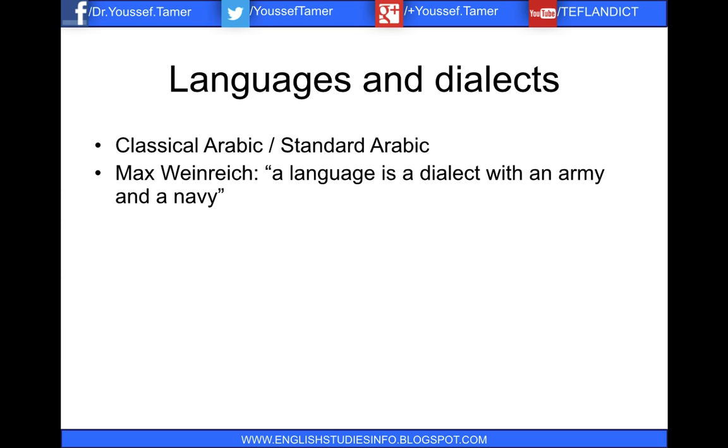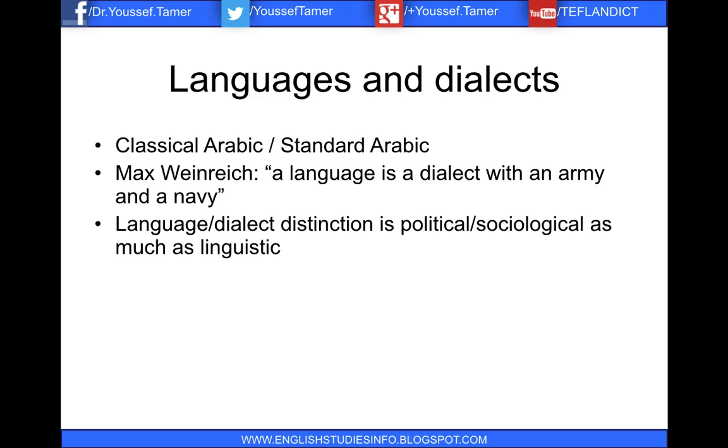And Max Weinreich says that a language is a dialect with an army and a navy, okay? An army and navy, these two terms refer to codification, standardization, literary heritage, books, etc. Functions, formal contexts. All that could be considered as the army and the navy of a language. So a language used to be a kind of dialect, and then it was developed to become a kind of language.